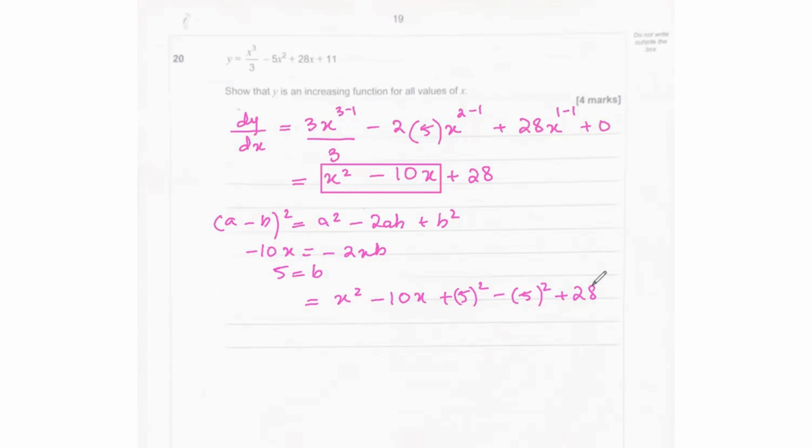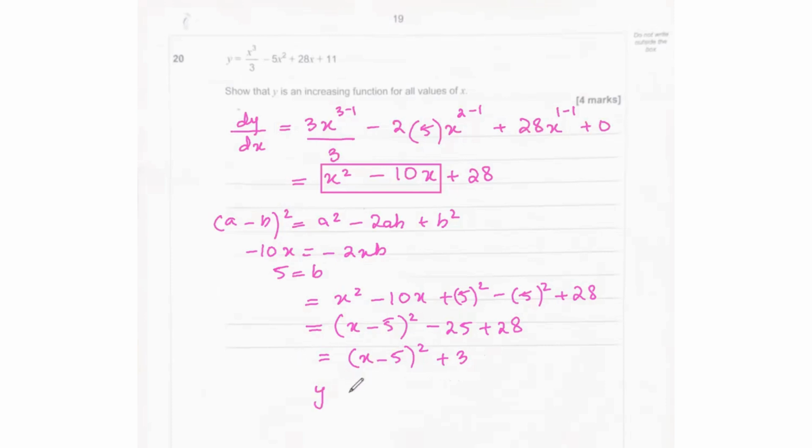It's very similar to when you're solving fractions and making the denominators equal. If you're multiplying the denominator by something, you're multiplying the numerator by the same thing as well. So we're using the same concept over here. And now this is the complete square. So it's going to be x minus 5 in the bracket, whole squared. And this minus 5 squared comes outside. So minus 25 plus 28, which is x minus 5 squared plus 3. Now, since we're adding 3, that means it's an increasing function. If we were subtracting 3, it would be a decreasing function.